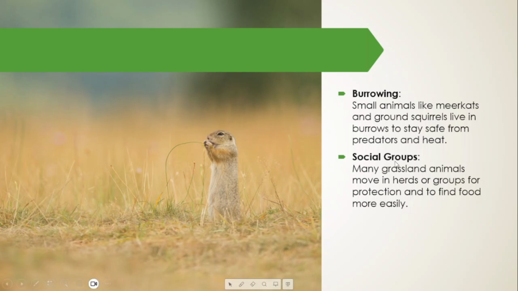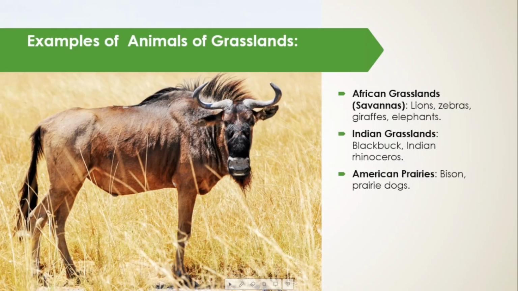Next adaptation is they have social groups. That means they live in groups. Many grassland animals move in herds or groups for protection and to find food more easily. So most of the animals living in the grasslands move in groups from one place to another, and living in groups helps them to stay protected and also helps them to get food easily from the surroundings.